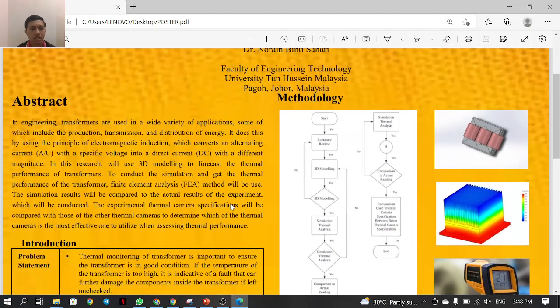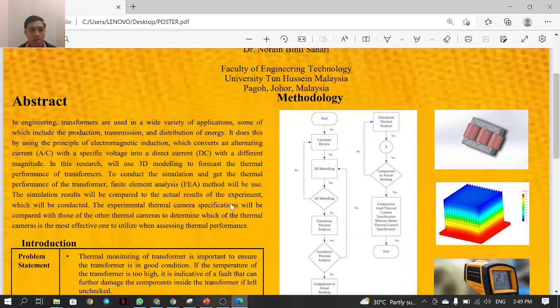And the abstract, we can see in engineering, transformers are used in a wide variety of applications, some of which include the production, transmission, and distribution of energy. It does this by using the principle of electromagnetic induction, which converts an alternating current AC with a specific voltage into a direct current DC with a different magnitude. In this research, we'll use 3D modeling to forecast the thermal performance of transformers, to conduct the simulation and get the thermal performance of the transformer using the finite element analysis method.